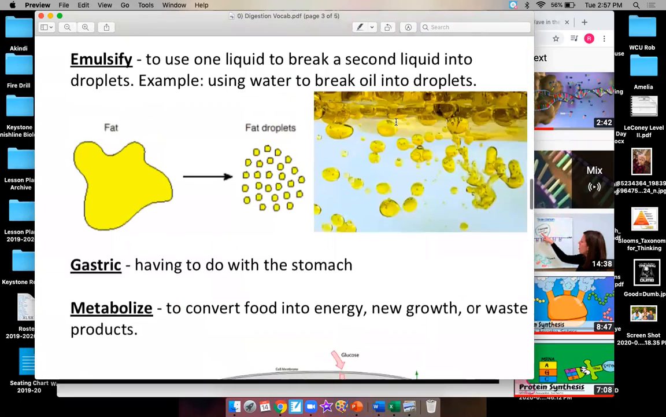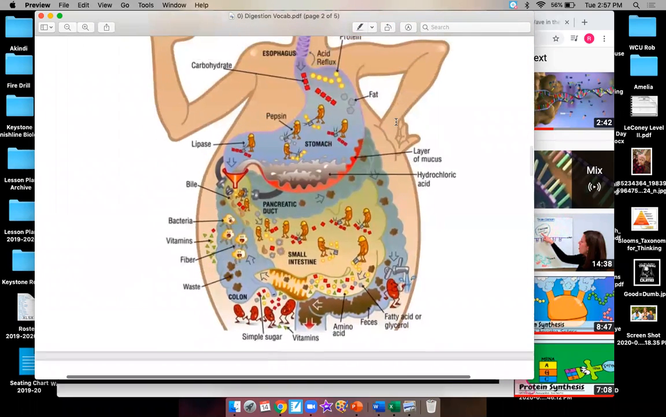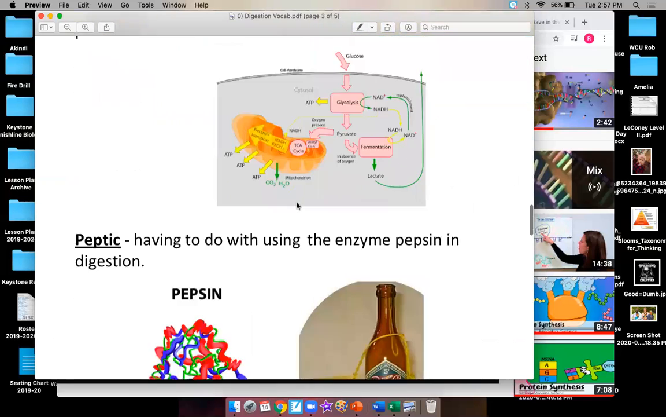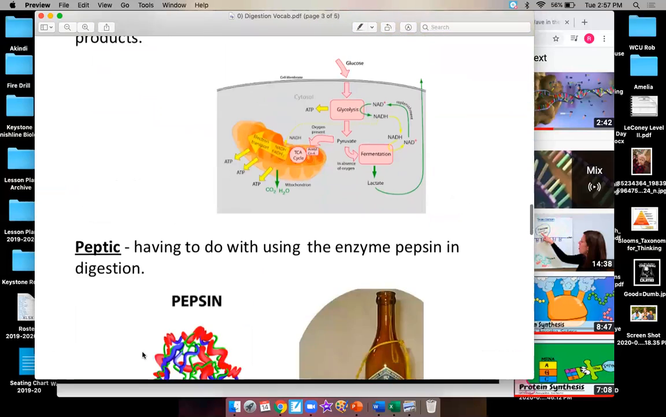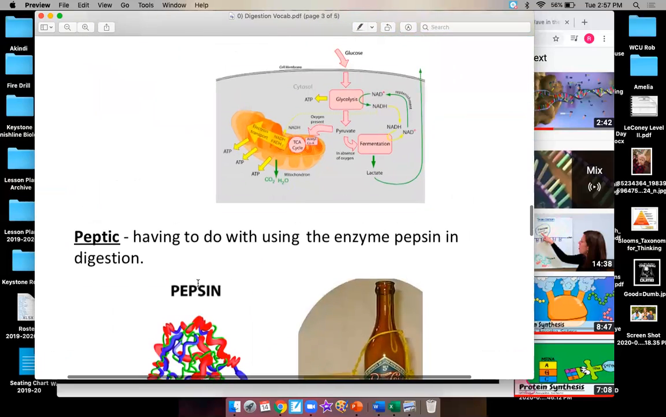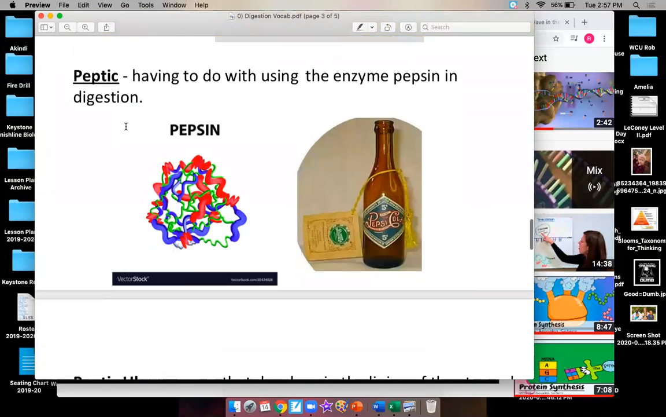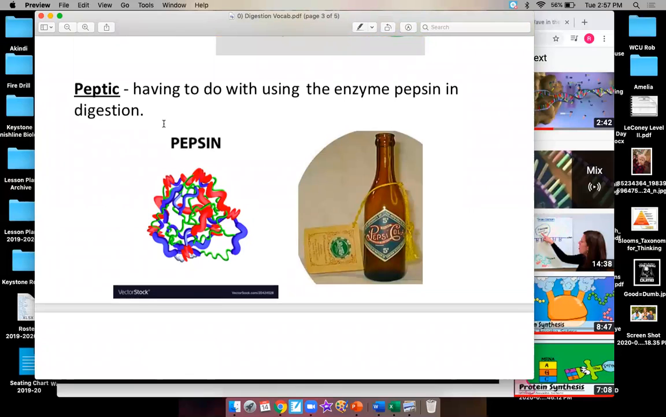Peptic, having to do with the enzyme pepsin in digestion. So going back up, there we go. There's your stomach. Here are the enzymes in your stomach. That's the pepsin, breaking things down. Right? So pepsin, or peptic, having to do with pepsin. Pepsin is a gastric enzyme. You have multiple, but this is the one we're focusing on because this one is one of the more useful ones used for breaking down meats, protein-heavy foods.